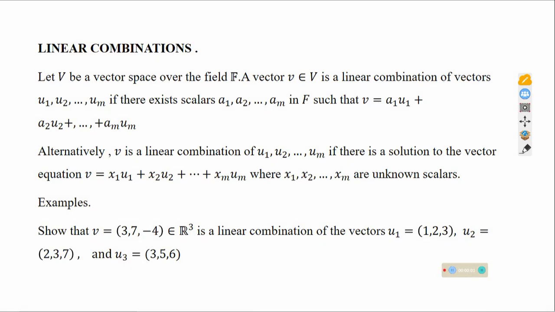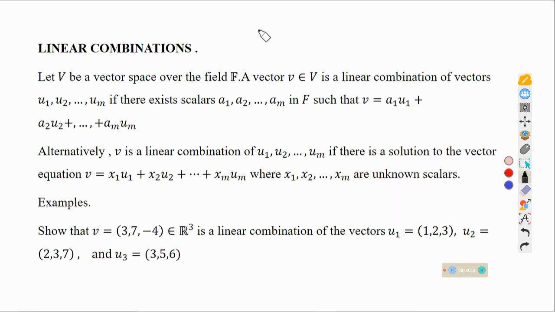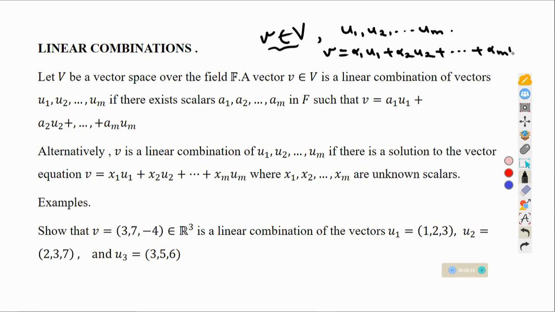Greetings, ladies and gentlemen. In our previous lecture, we talked about linear combinations, and basically we said if we have a vector space V, then we can easily write any element of V. For example, if we take an element v from our vector space V, then we can write this v as a linear combination of other vectors u1, u2 up to um, such that v equals alpha 1 u1 plus alpha 2 u2 plus up to alpha m um.